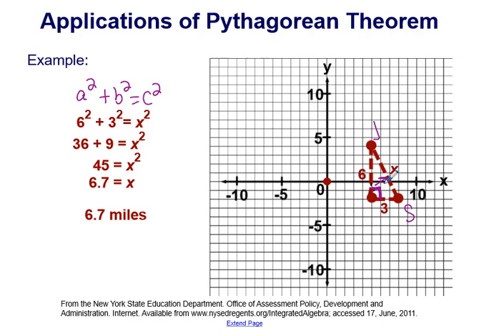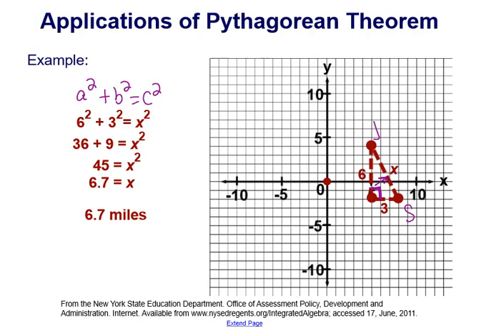And taking the square root of both sides gives us that x is approximately 6.7. So their two houses are approximately 6.7 miles apart. That's the shortest distance between them. So we were able to answer this question by setting up a right triangle and solving using the Pythagorean theorem.